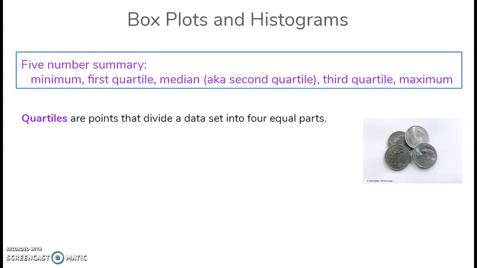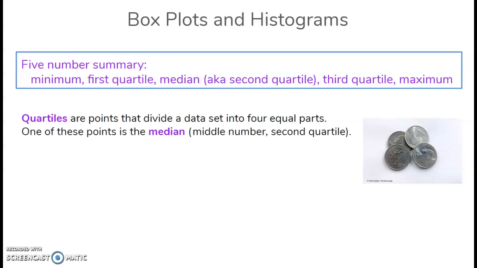Quartiles are points that divide a data set into 4 equal parts. Quarters, there's 4 quarters to a dollar. So quartiles divide a data set into 4 equal parts. One of these points is the median or the middle number. So halfway of something is 2 out of 4, so they'll call this one quartile 2. Sometimes you will hear it being called that. That is the median. Usually it will be called the median.